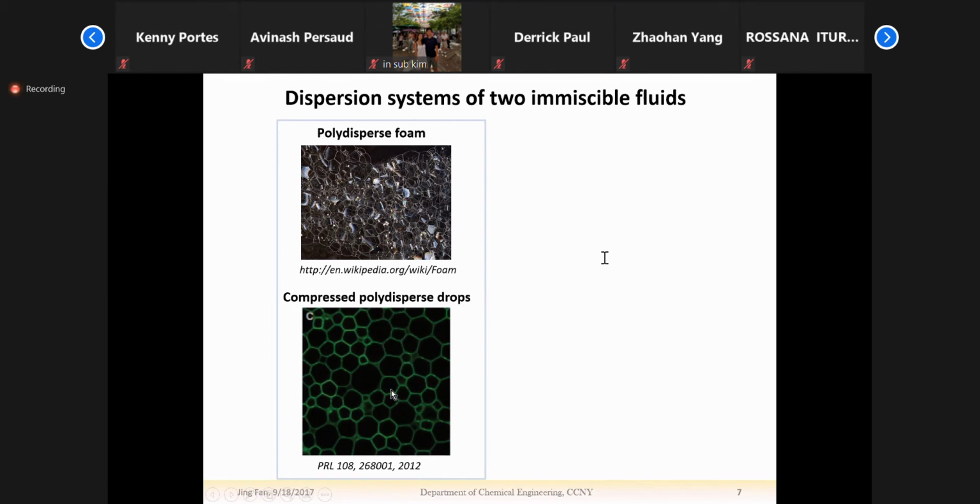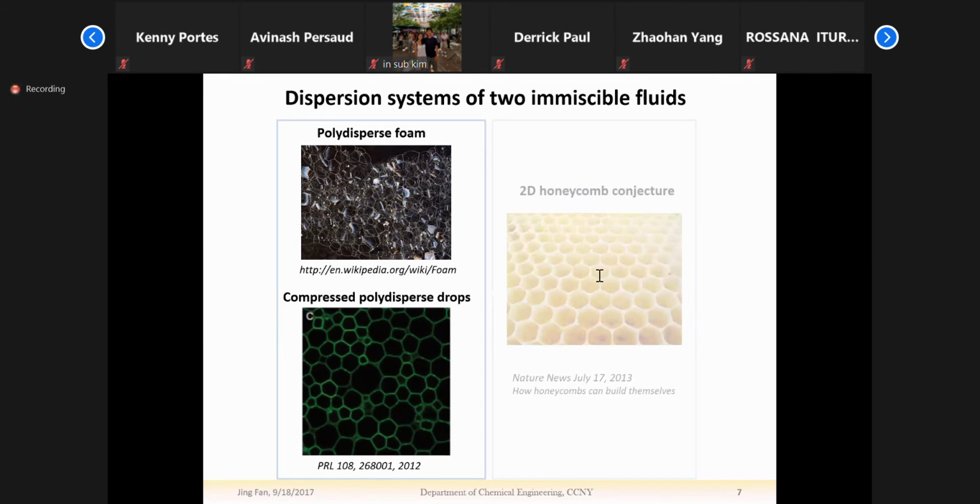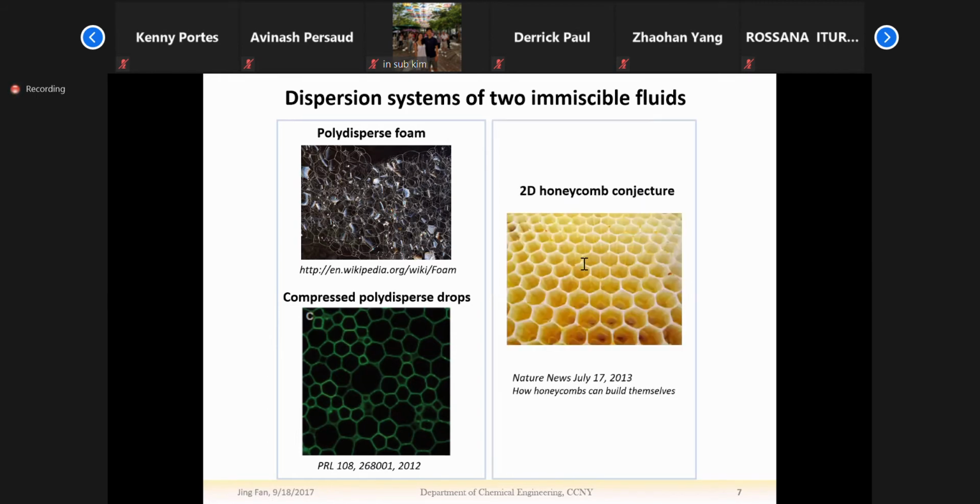So for these deformed droplets, if we can cross-link them at their deformed state, then they can become non-spherical shaped particles, right? So this is our strategy.